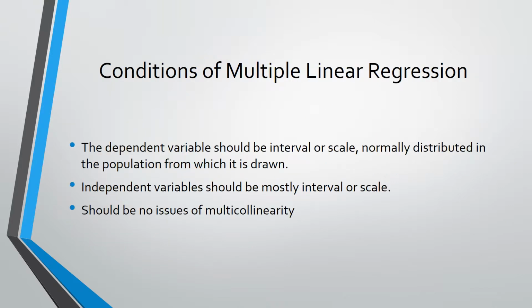We also have to make sure that our data meets the conditions of multiple linear regression to be able to generalize our data across a population. The first thing that we have to do is make sure that the dependent variable should be interval or scale, which we've already determined that it is, and normally distributed in the population from which it is drawn. The second thing that we have to do is make sure that our independent variables are mostly interval or scale, which we have already determined, and there should also be no issues of multicollinearity.